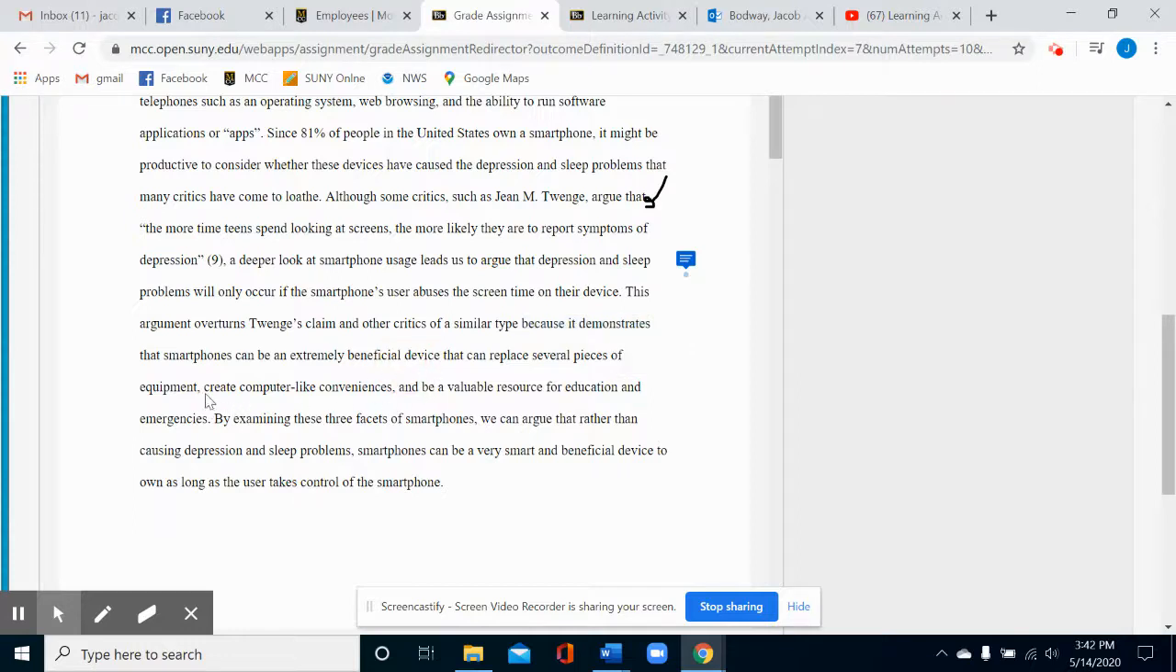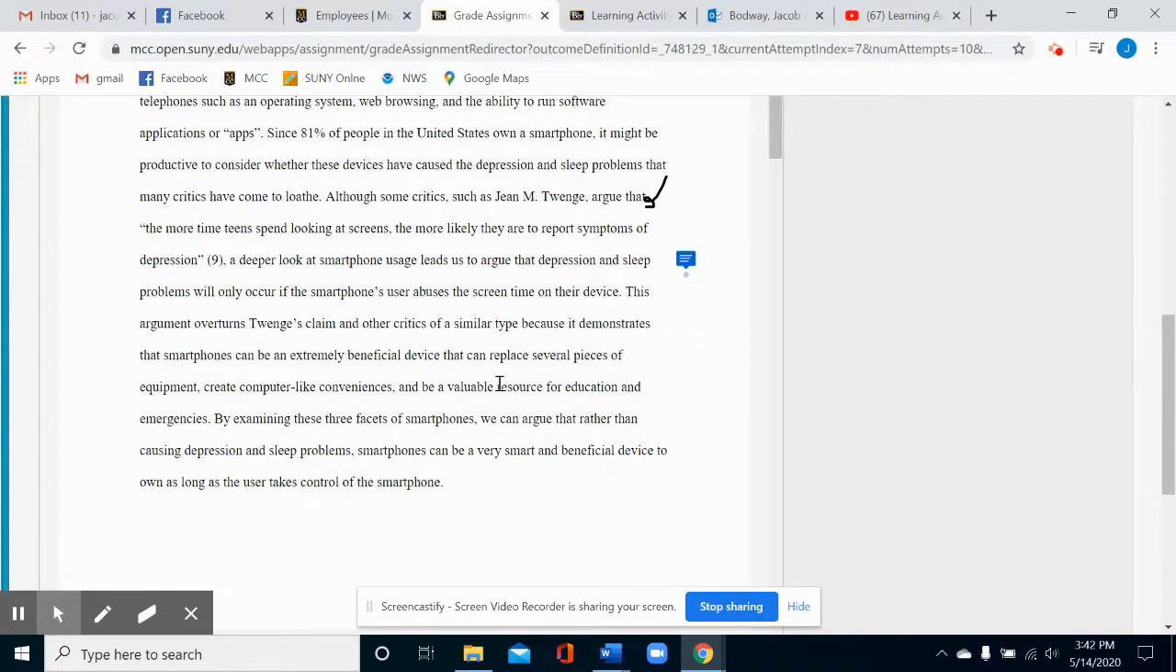Okay? So reason number one, smartphones can be an extremely beneficial device that can replace several pieces of equipment. Reason number two, smartphones can create computer-like conveniences. Reason number three, smartphones can be a valuable resource for education and emergency. By examining these three facets of smartphones, we can argue that rather than causing depression and sleep problems, smartphones can be a very smart and beneficial device to own as long as the user takes control of the smartphone.